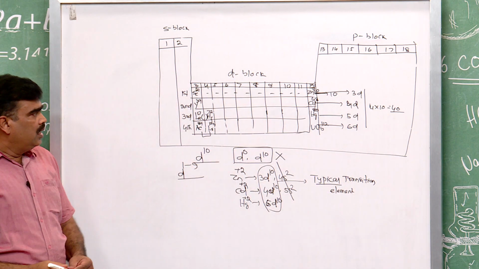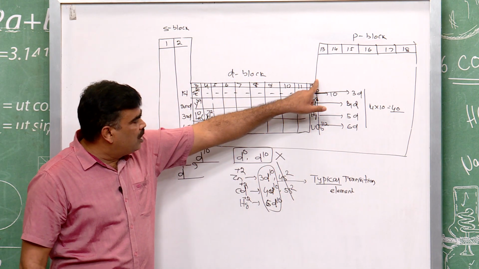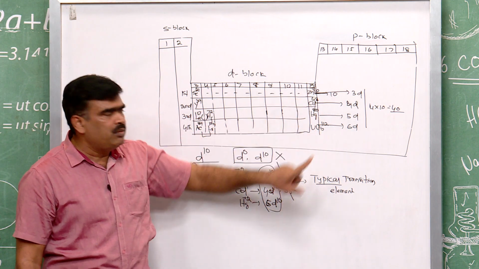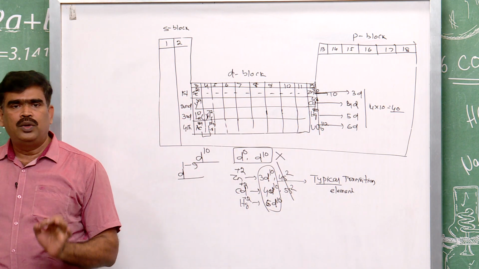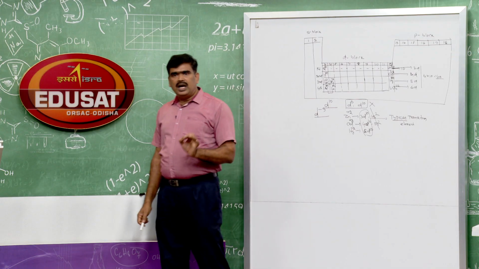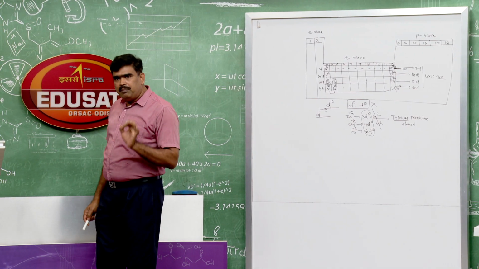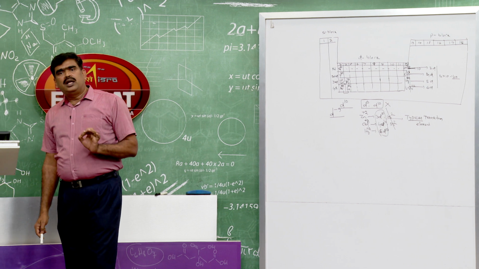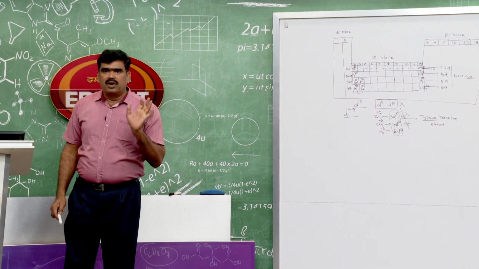But the group 12 elements like zinc, cadmium, mercury are not pure transition elements. They are rather called typical transition elements, and they are members of only the d block, right?